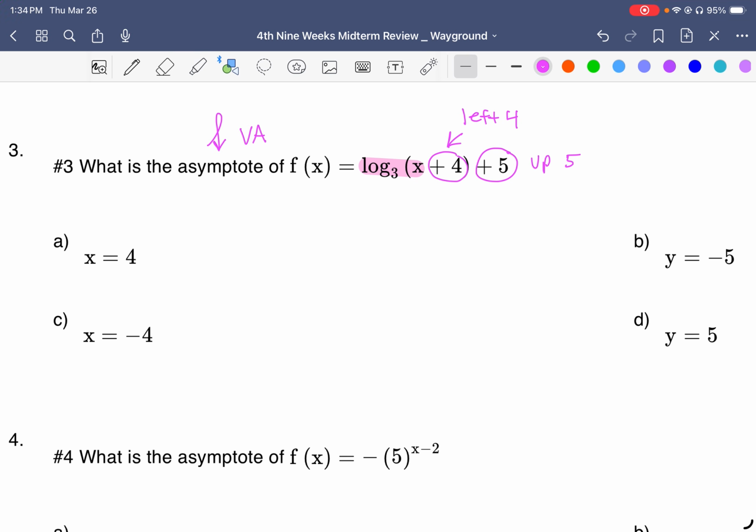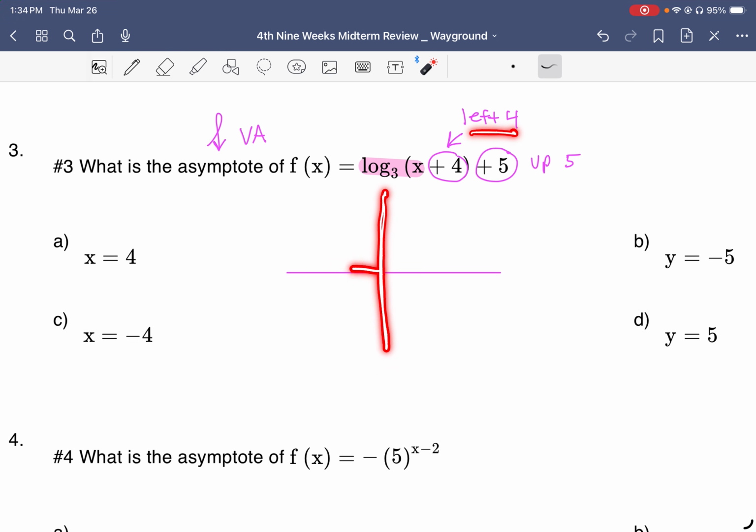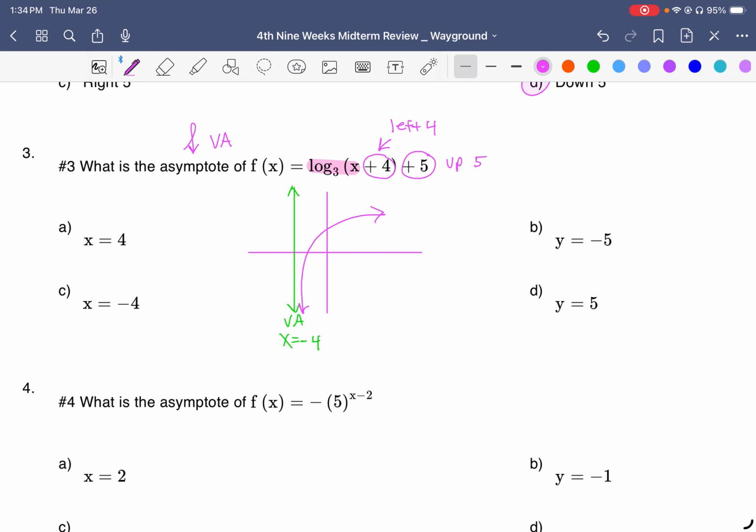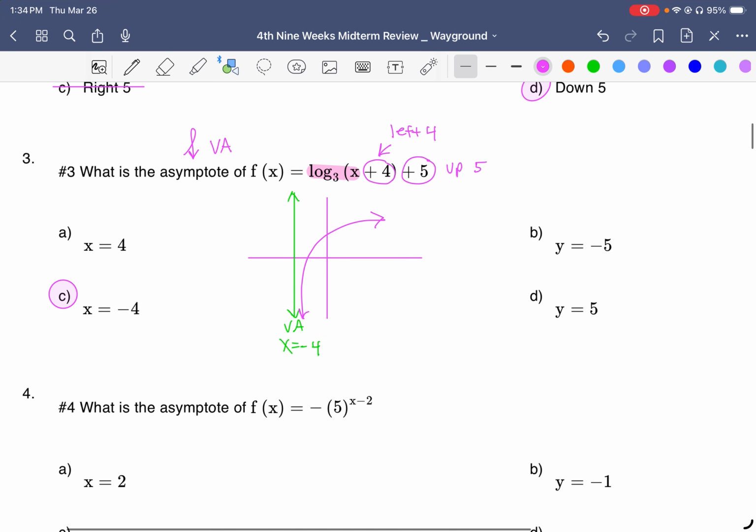Okay, so let's sketch this. Now the vertical asymptote is usually at x equals 0, but we went to the left 4, so it'll be shifted over here. So I'm going to draw a vertical asymptote at x equals negative 4. Now moving up 5 units, it doesn't matter. Okay, so the graph would look something like this. And you can use your graphing calculator, of course, to double check this, but we can conclude that the vertical asymptote is at x equals negative 4 based on the transformation that we went left 4 units.